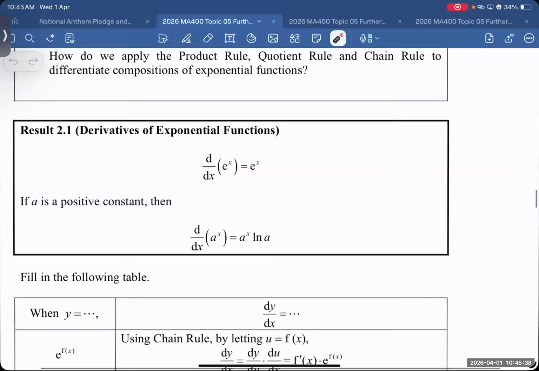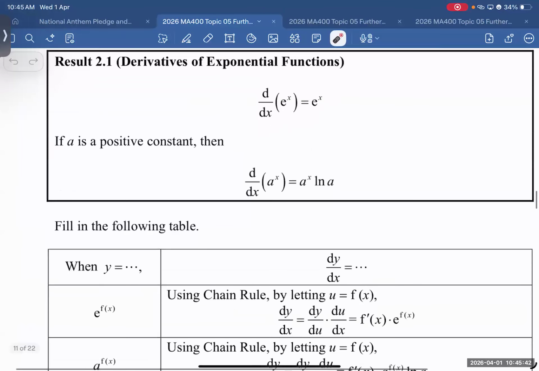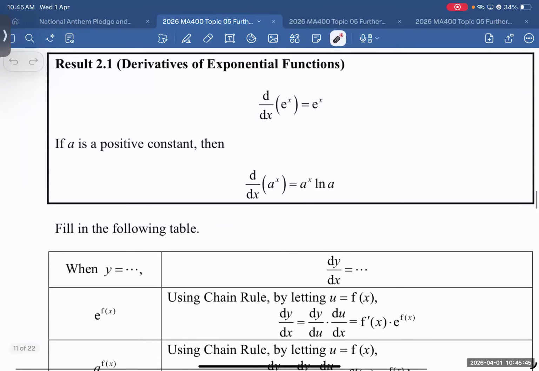But if you look at e power f(x), think of chain rule. There's still a gradient, but the gradient is steep. The gradient is the function itself. So e power x is the only function where you differentiate e^x, you also get e^x. It's just a memorizing thing.